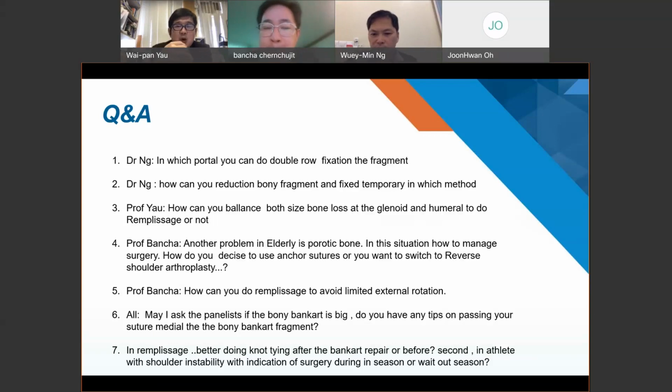Bencha, is there any occasion that you found after the release, this neglected malunited GT still cannot get back to the anatomical position? What will you do? I have one patient that I could not reduce back because of the chronicity. That patient also had plate fixation done, a lot of scar tissue. So finally, we needed to do a reverse for him. Yeah, in that patient. Agree.